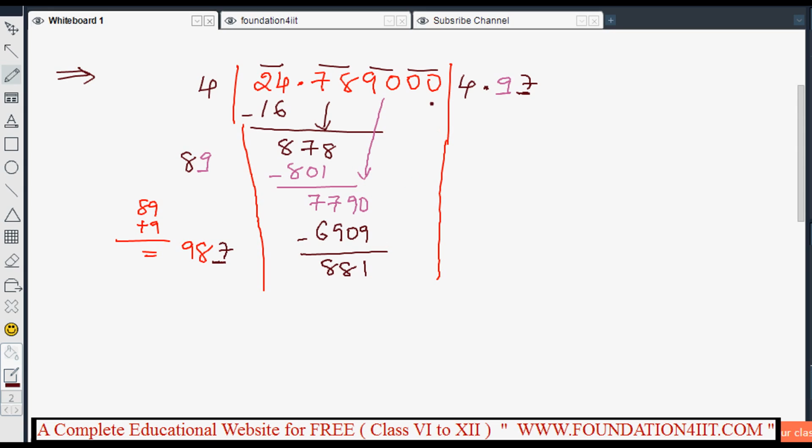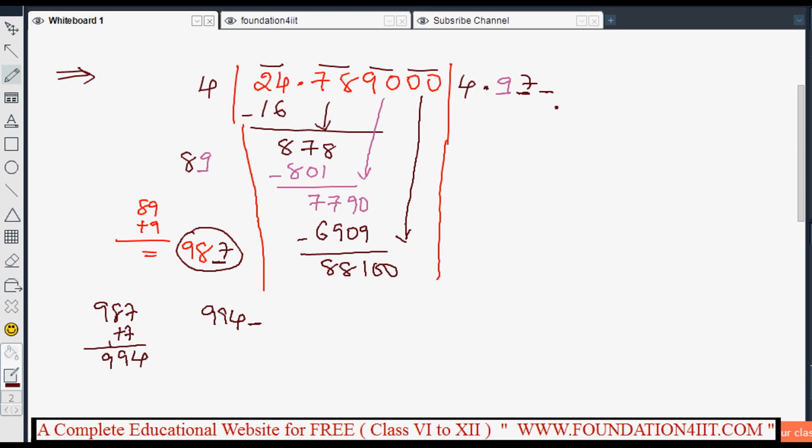Now, one more set, two zeros. Keep two zeros here. So now this is 987. In this 987, the units place is 7, which I need to add. That means for 987, whatever the units place is, we need to add it again. That is 994. So now we write it as it is, 994. Now for the next place, you check it now.